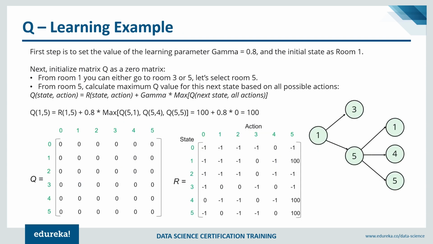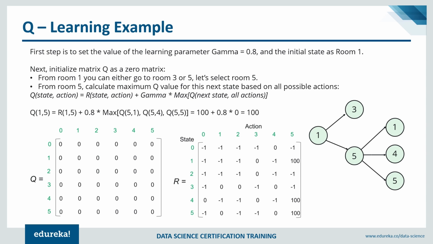So the first step is to set the values of the learning parameters: gamma, which is 0.8, and the initial state as room number 1. Next, initialize the Q matrix as a 0 matrix. On the left-hand side, as you can see here, we have the Q matrix, which has all the values as 0. Now from room 1, you can either go to room 3 or room 5. So let's select room 5 because that's our end goal.